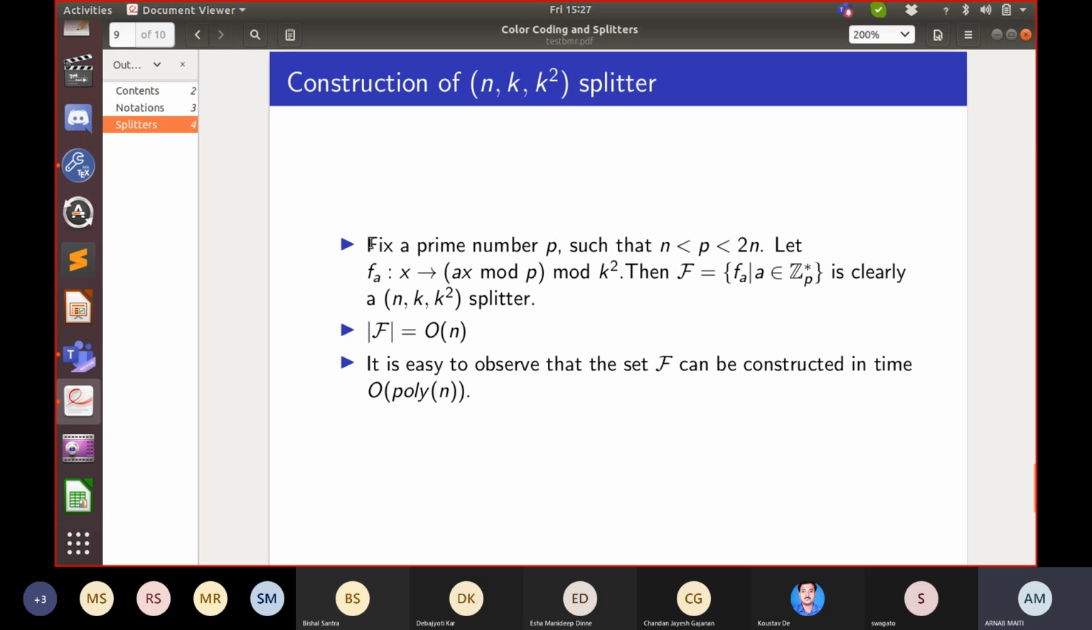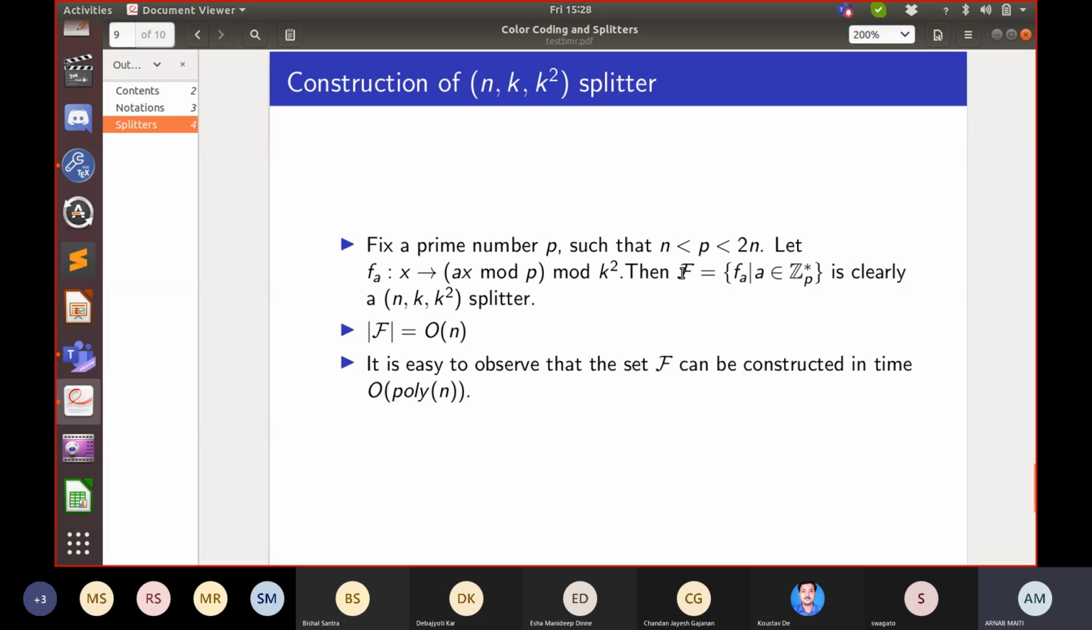So if we fix a prime number P such that n is less than P, which is less than 2n, fix such a prime number P. Such a prime number will exist. I forgot the name, Bertrand's postulate or something. Because of that, such a prime number will exist. Then consider these functions. Let us define a function fa in the following way. X is mapped to ax mod p, and then mod k square. We are doing the mapping in this way.